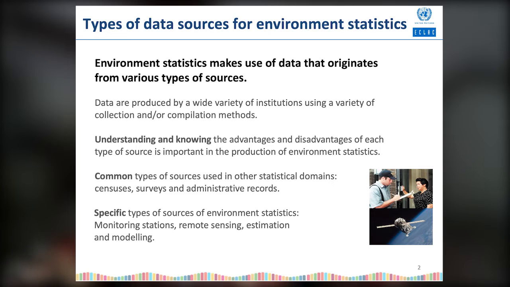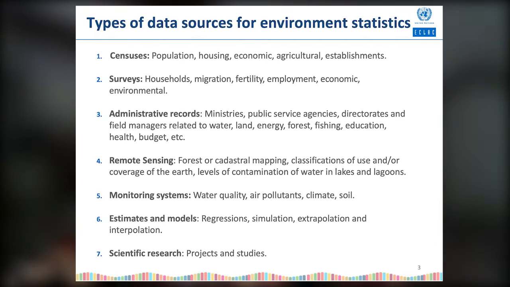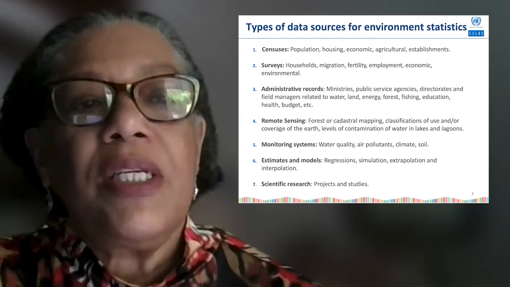The most common types are censuses, surveys, and administrative records. And there are other types such as monitoring stations, remote sensing, estimation, and modeling that are more specific for collecting environment statistics. So to go further into the types of data sources, censuses are usually used to collect data on population, on housing, on economic establishments and agricultural establishments.